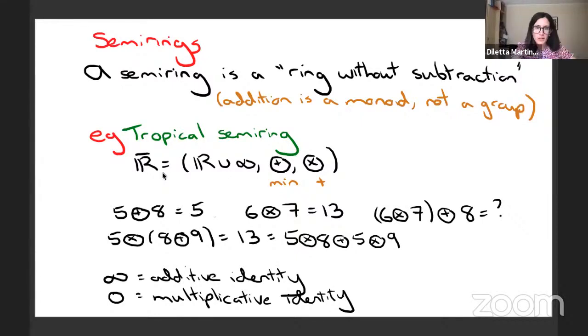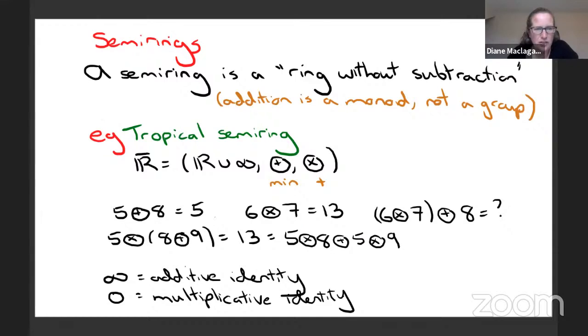There is an answer in the chat. All right, yes, okay. Sometimes when I do this, we get a whole bunch of answers, but good. With 2 correct answers, we have 6 times 7 plus 8. 6 times 7 we've already decided is 13. 13 plus 8, the minimum of 8 and 13 is 8. So great, 8, people are on the same page.